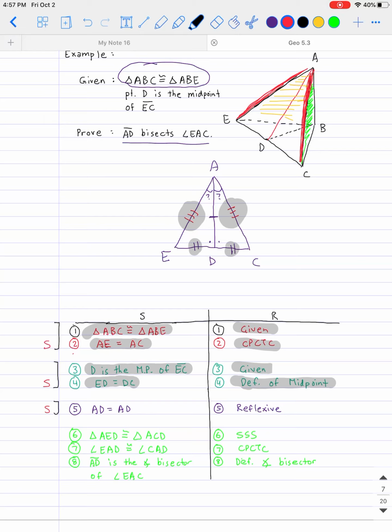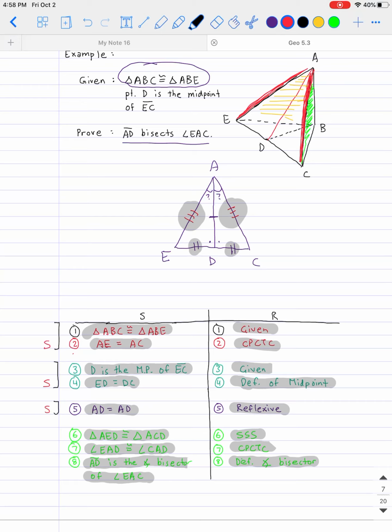Now we have two pairs of the sides of our triangles congruent. Finally, AD is congruent to itself by the reflexive property. So once again, the two triangles are congruent to each other, but this time by SSS. And then now we can say that those two top angles, EAD is congruent to CAD by corresponding parts of congruent triangles are congruent, CPCTC. And then finally, AD is going to be the angle bisector of EAC because of our definition of angle bisector.